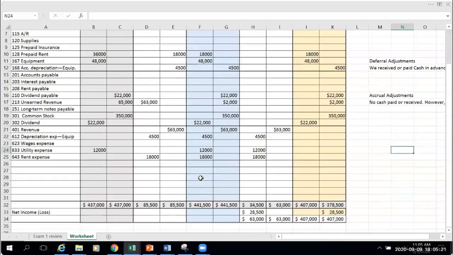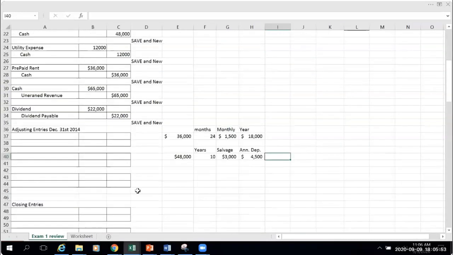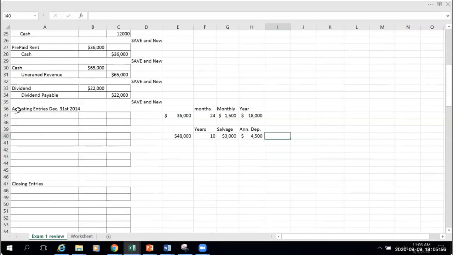So here we go. Now I'm going to use these suggested adjustments to do the end of the year actual journal entry, okay? So my suggested adjustment is prepaid rent, $18,000 here, credit, and rent expense debit. Okay, let's go. So go to adjusting entries for December 31st of 2014.